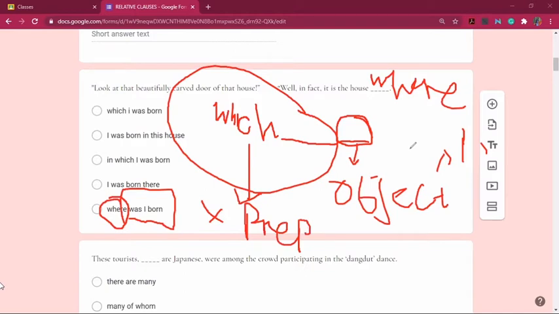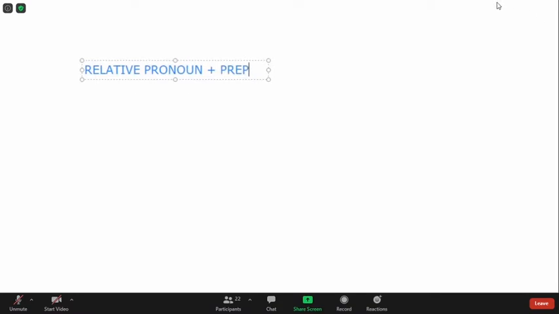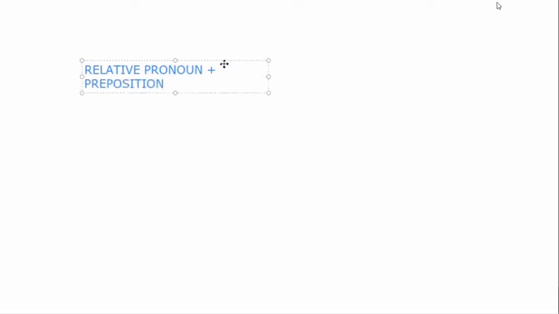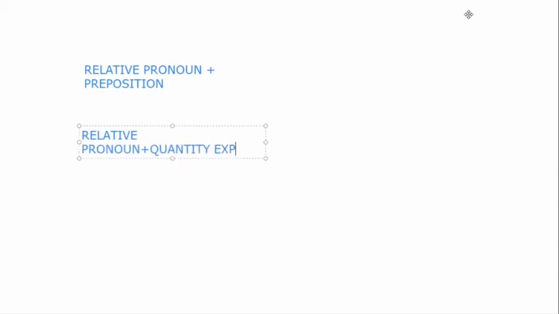Okay, so today I'm going to discuss with you all the relative pronoun with prepositions, and the relative pronoun with quantity expressions.